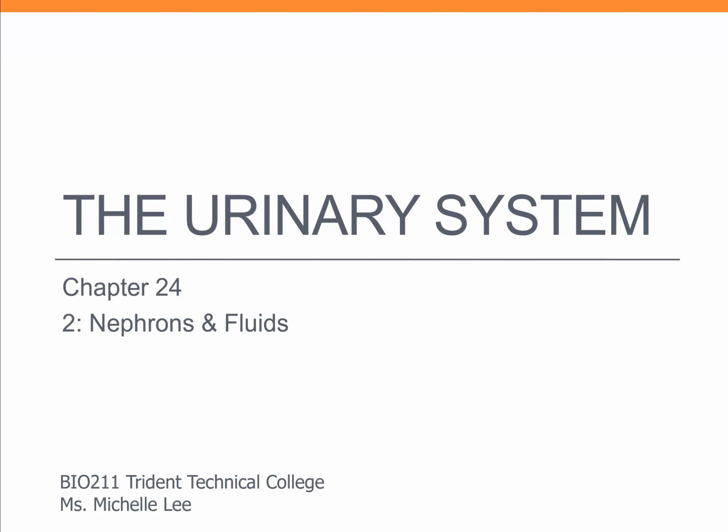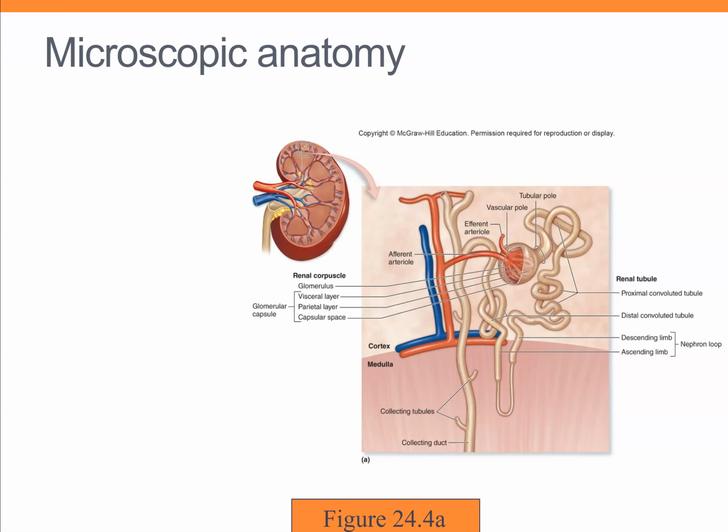Okay, this is the second video for chapter 24, the urinary system. So we're going to take a microscopic look inside of the kidney and look at the nephron and what its role is in the urinary system. Remember, in the last video, I was going over the gross anatomy of the kidney and a little bit of the microscopic anatomy. But now we're going to zoom in even more and look at things here.